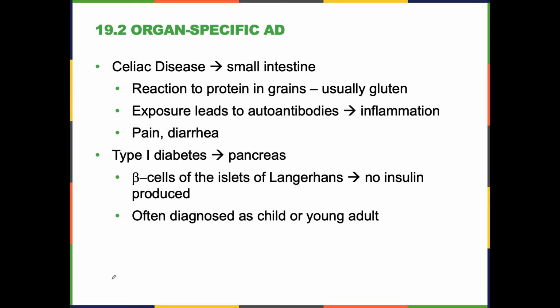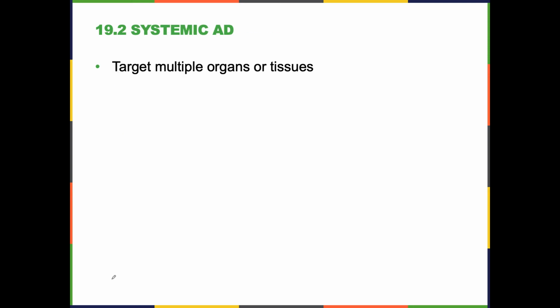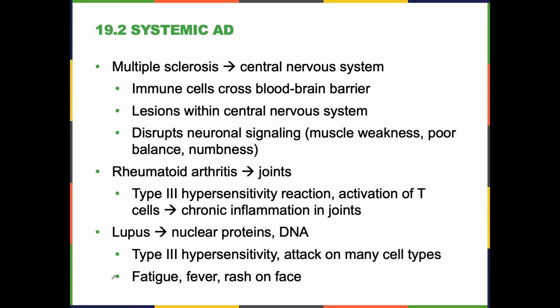Okay. So these are organ-specific autoimmune diseases, right? We can also have systemic, well, that's what AD stands for, by the way, if you didn't know. We can also have systemic autoimmune diseases, right? And these target multiple organs or tissues, right? And so we'll talk about three, specifically multiple sclerosis, rheumatoid arthritis, and lupus.